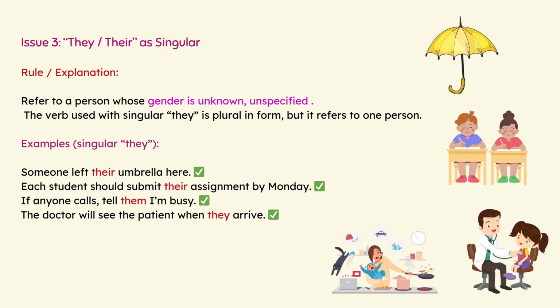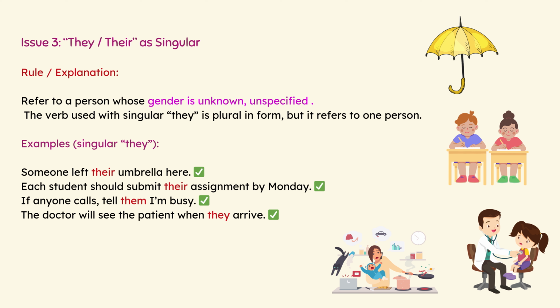Each student should submit their assignment by Monday. Their refers to each individual student, even though we use a plural-looking verb. If anyone calls, tell them I'm busy. Them refers to one unspecified person who might call. The doctor will see the patient when they arrive. They refers to one patient, but the verb arrive stays plural. Tip to remember: use singular they or their when referring to one person whose gender is unknown or unspecified.